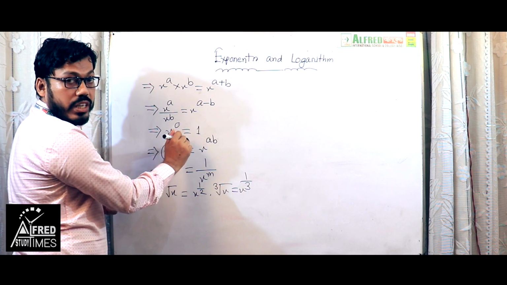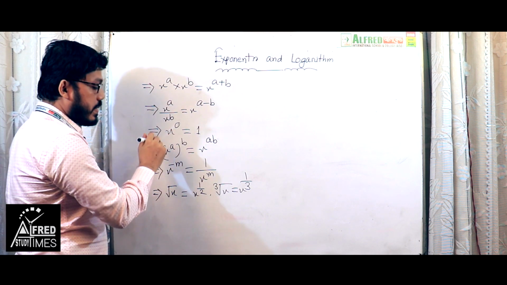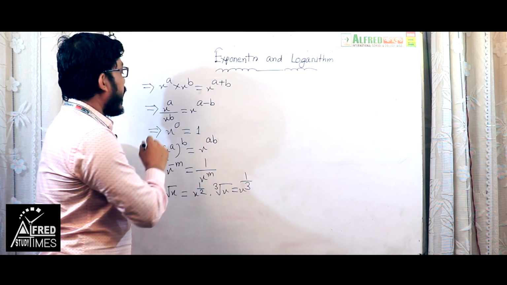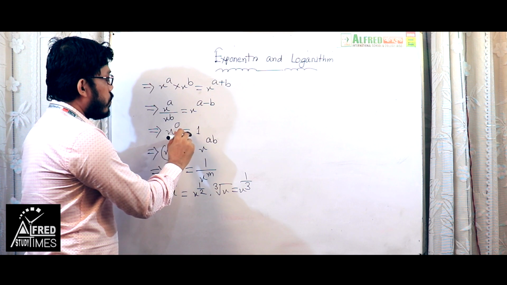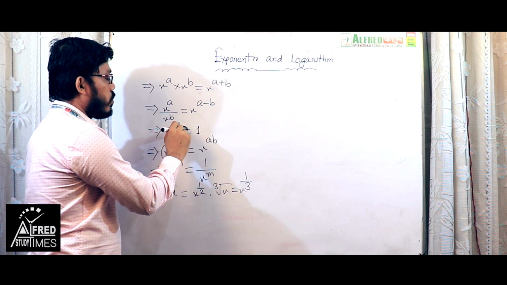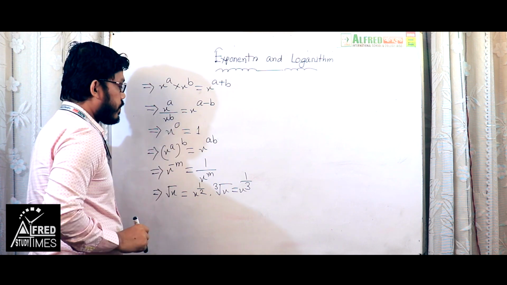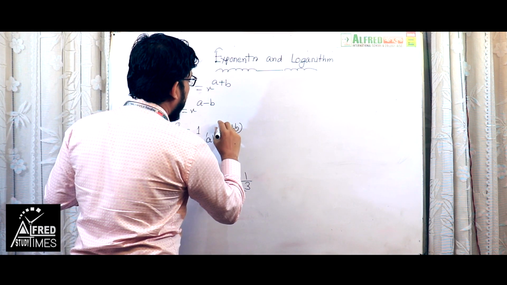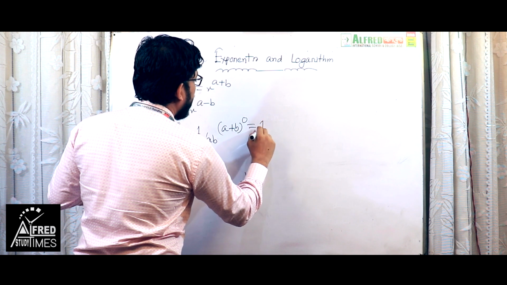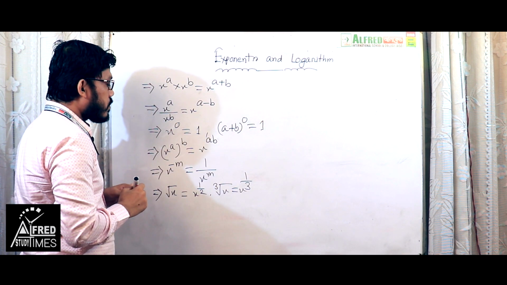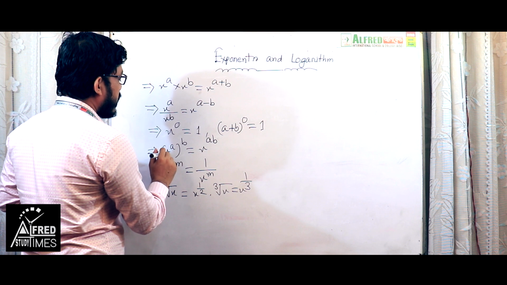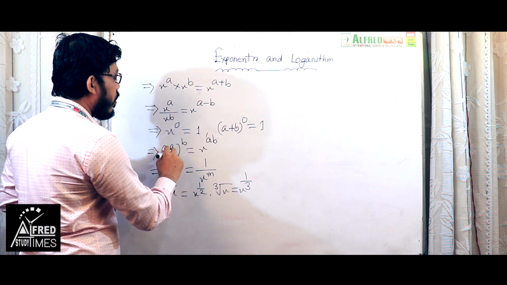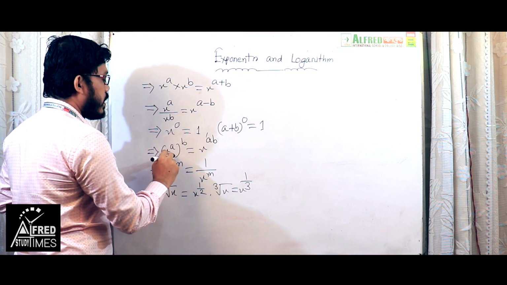x power 0 equals 1. It means if you get power 0 on any base, the value of the base with power 0 equals 1. If you get a plus b with power 0, you have to put the value equal to 1. Next, x power a whole power b. You have to multiply the powers.